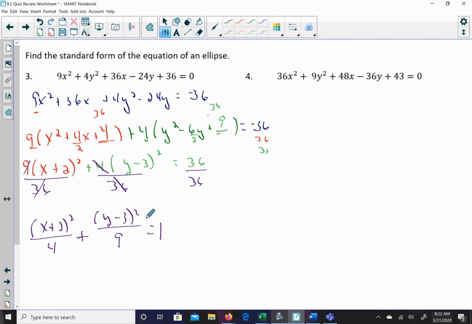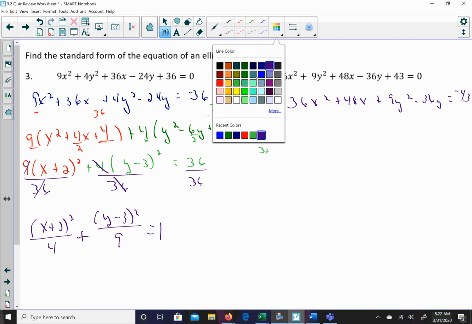Moving on to number 4. Doing the same thing, I'm going to put my x's together, my y's together, and then everything else over to the other side. So I'm going to have 36x squared plus 48x plus 9y squared minus 36y, and then putting that 43 onto the other side will be a negative 43.